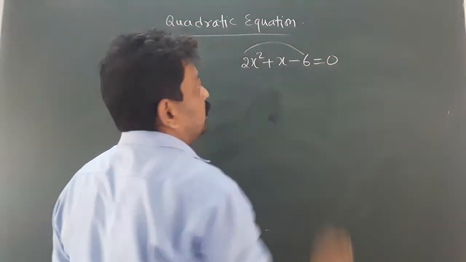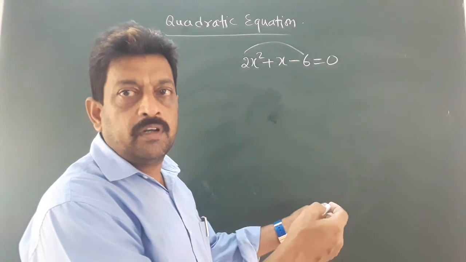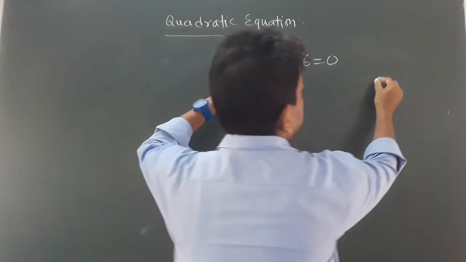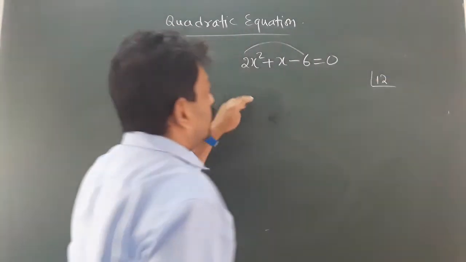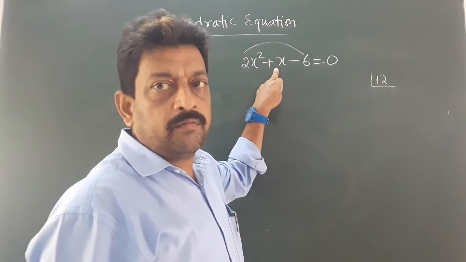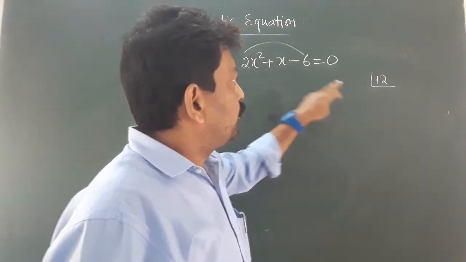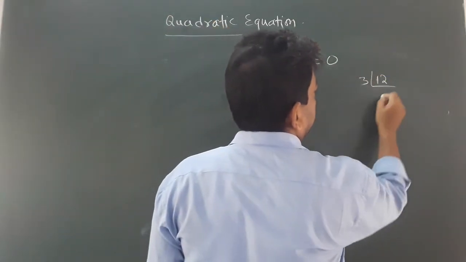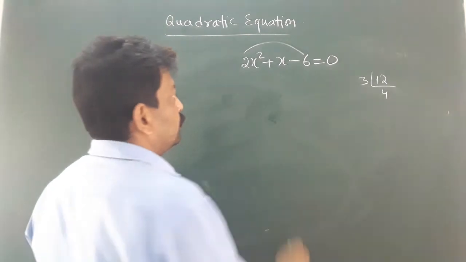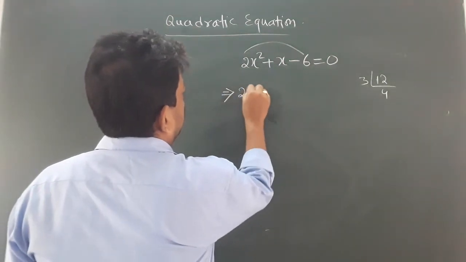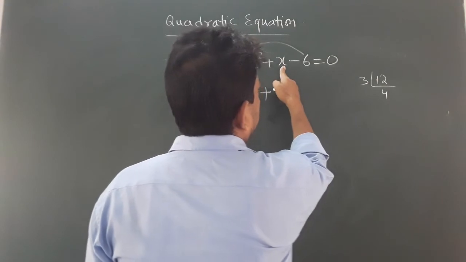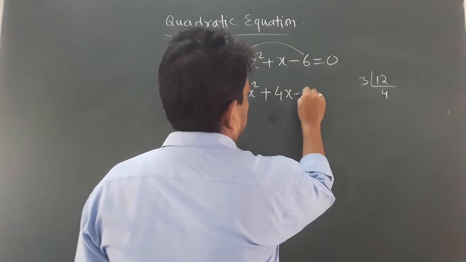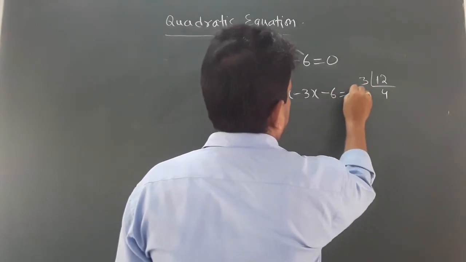So 2 will be multiplied with 6. As you all know, in the splitting the middle term method, we have to multiply the extremes. So 2 multiplied with 6 is 12. Now here the coefficient of the middle term is 1. From 12 we have to make it 1. Now how can we make it? If it is divided by 3, it becomes 4. So see here, 2x square plus this 1x can be written as 4x minus 3x minus 3 equals 0.